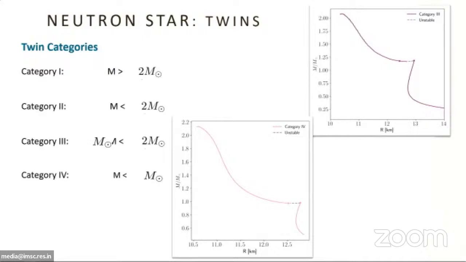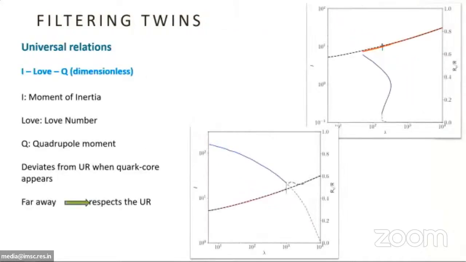Let us now examine how these twins are different from normal stars, and not only from normal stars, but also from stars formed through a first order phase transition. What is special about them? How do we differentiate them? How do we filter out twins by astrophysical measurement?